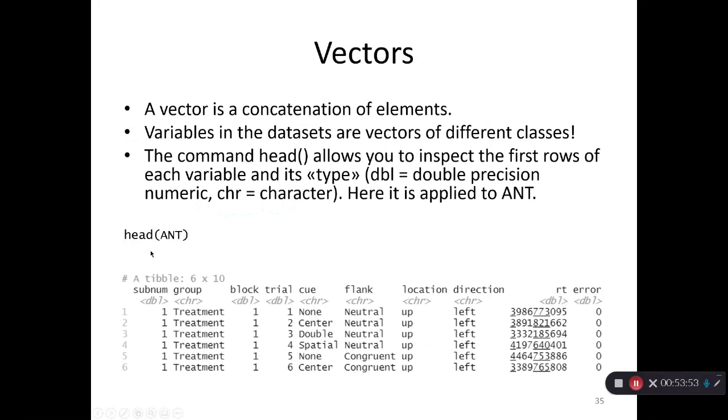For example, if you do head of ANT, each of these variables is a vector. Trial is a vector that includes several numbers, 1, 2, 3, 4, 5, 6, etc., concatenated. Variables in datasets are vectors, and they can take different classes. For example, trial is a vector of double precision numbers, and q is a vector of characters, etc. And the command head, as I showed you before, allows you to inspect the first rows of each dataset and check also the type of the variable, the vector, included in each column.